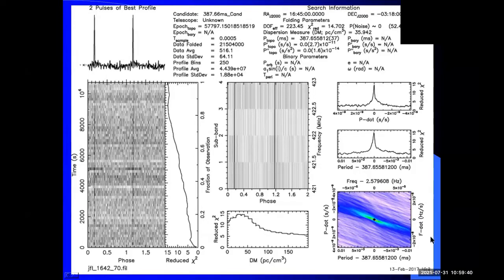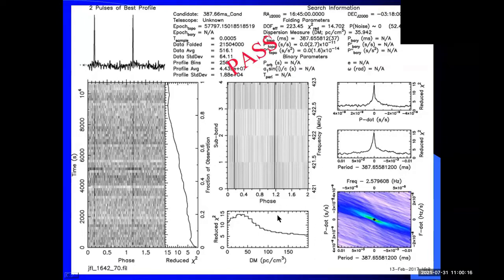This bottom one is a 2-dimensional plot of period search horizontally and period rate search on the y-axis. And what we expect to see here is a peak in the center corresponding to these 2 peaks. And we get this interesting significant signal at an angle here, and I'll talk about that later.